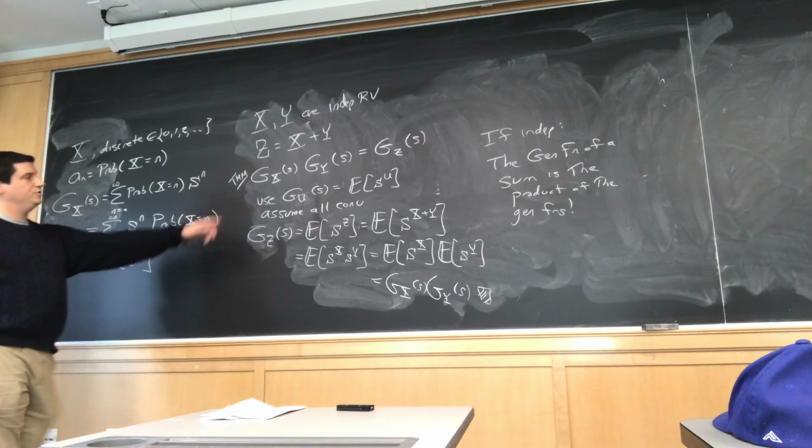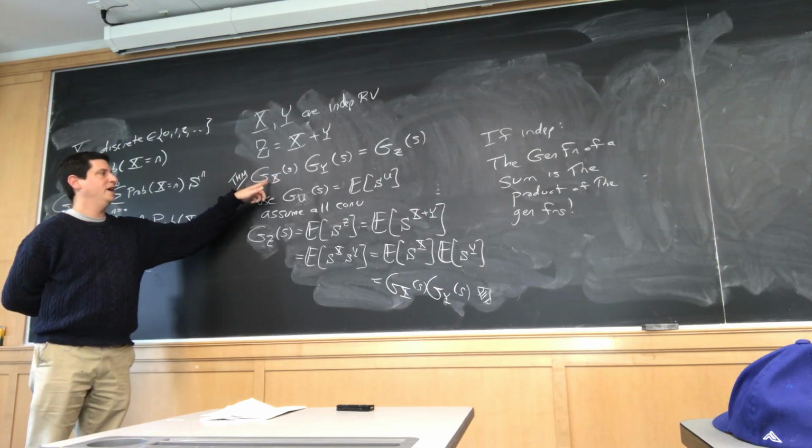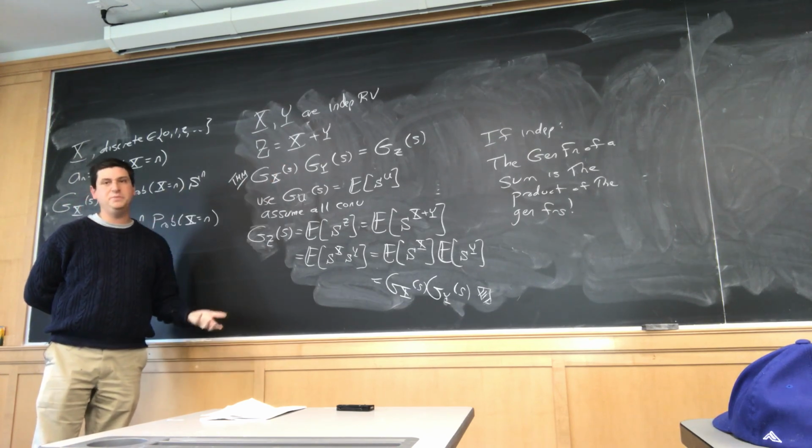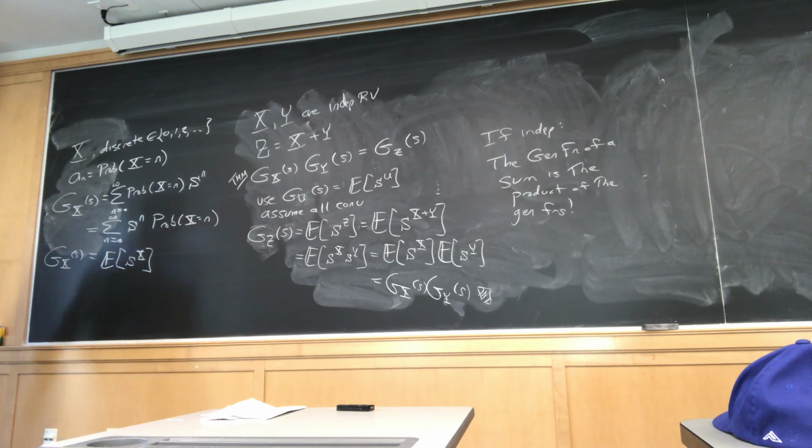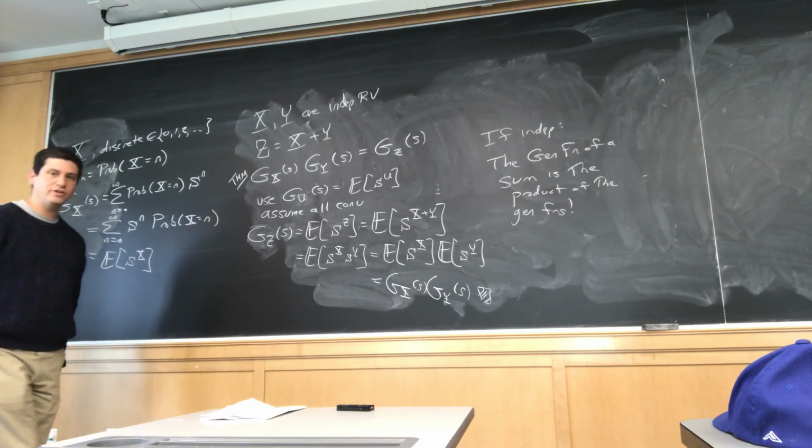Now we could of course also, instead of having just X and Y, have alpha X plus beta Y. We could play games like that. And we will do games like that later. But we're going to do it more for the moment generating function.